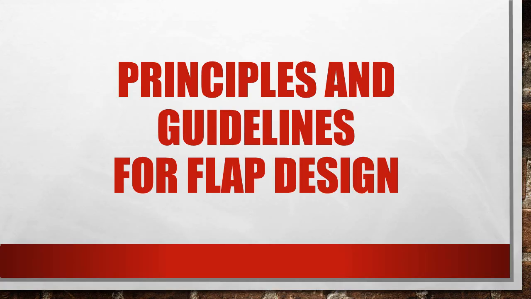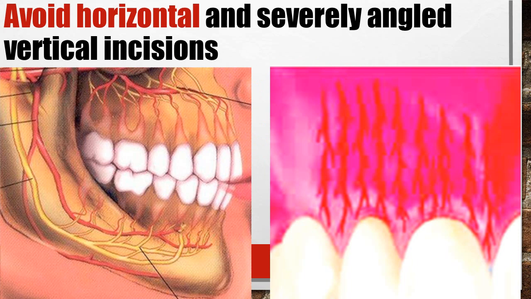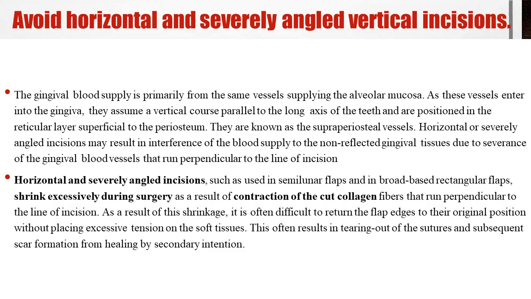So coming to the principles and guidelines, the first is you should avoid your horizontal and severely angled vertical incisions. As you can see, the blood supply of your gingiva is actually in a vertical manner, as you can see in the picture on the slide. So if you give a horizontal or a severely angled vertical incision, you are actually going to be compromising the blood supply of the gingiva. So your healing is going to be delayed. That is why we wish to give the vertical incisions and the intrasulcular incisions. It helps in better or faster healing because the blood supply is not compromised.